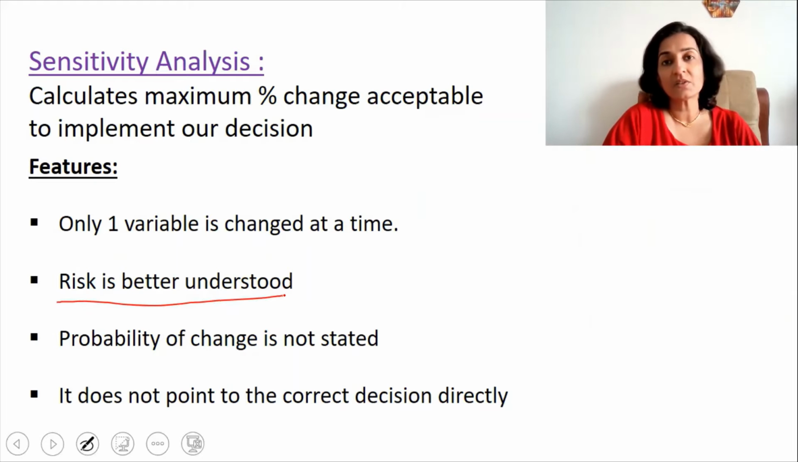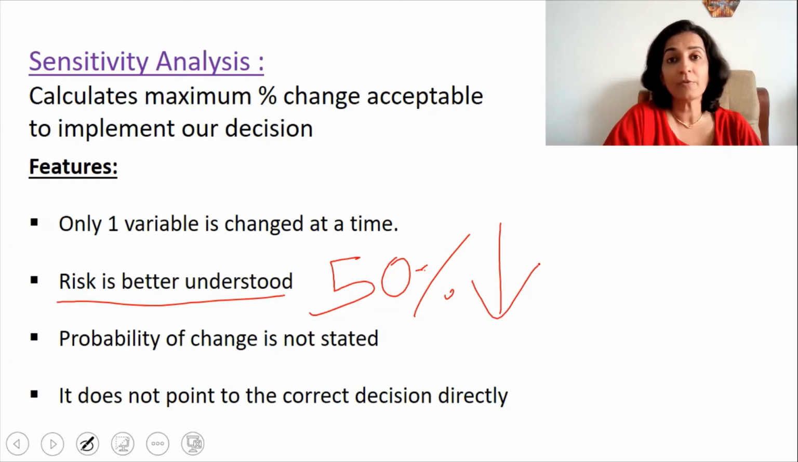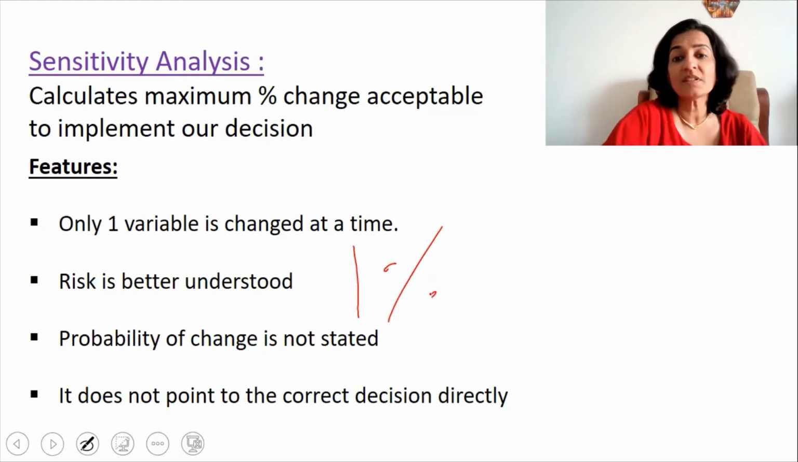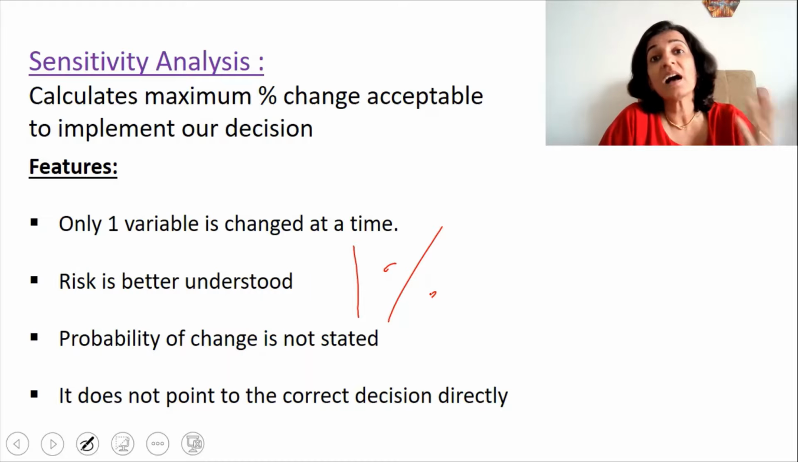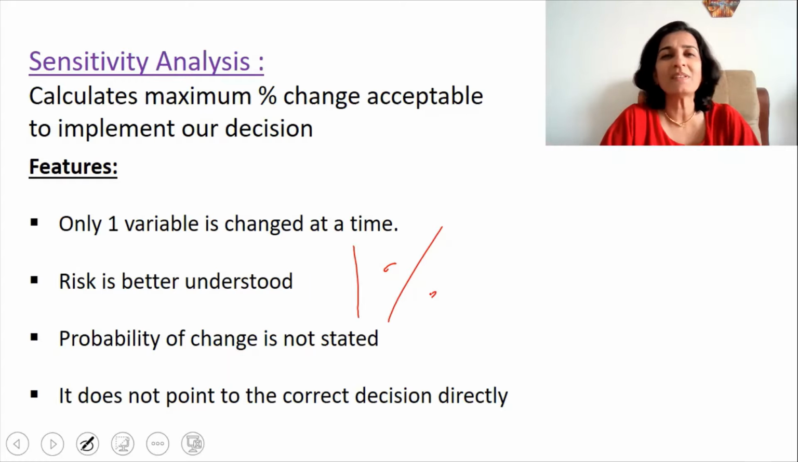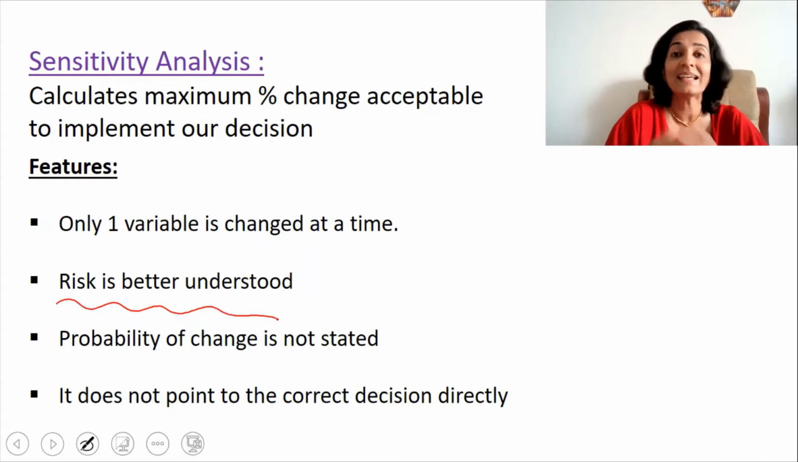And risk is better understood. Why do you say that risk is better understood? Now, just now we saw that if the sales in units fluctuates by 50%, then we end up with a profit of zero. In this case, it is not very risky because the chances of a 50% fluctuation in sales is not very likely. But if the answer was, say, a 1% drop in sales has resulted in a loss, then immediately we have to understand that the project is very risky, because there is a high chance that the sales will drop by 1%, but the chances of the sales dropping by 50% is quite low. So that is the reason why it is said that sensitivity analysis helps to understand the riskiness of the project.